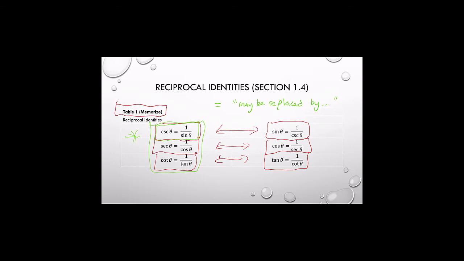Secant of theta can be replaced by the expression 1 over cosine of theta. Cotangent of theta can be replaced by 1 over tangent of theta. Now this really comes into play in section 1.5. The "can be replaced by" action is actually what you're doing in every single problem in section 1.5.